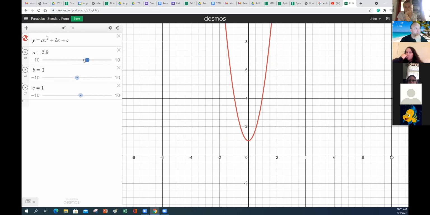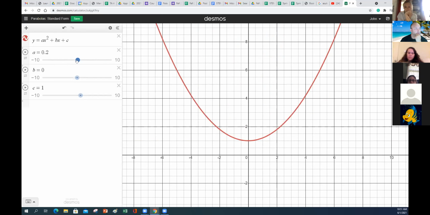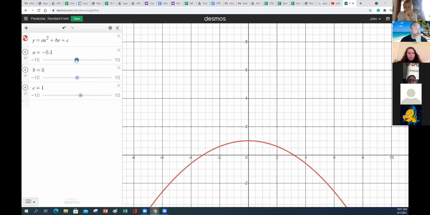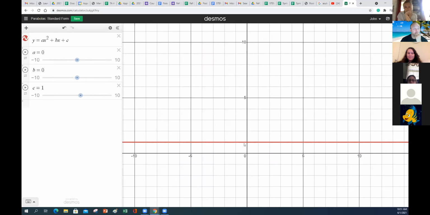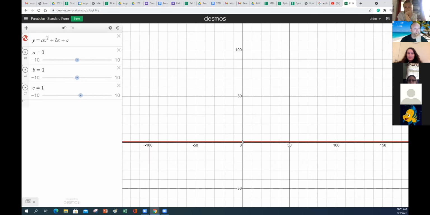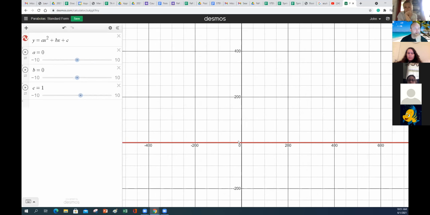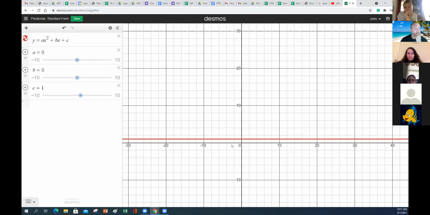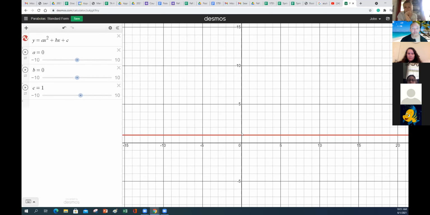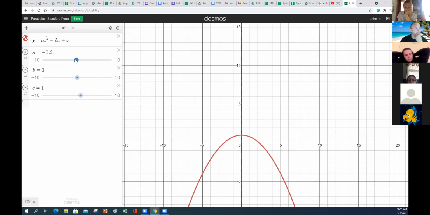Now, notice what happens at 0. I can zoom out and out and out, and guess what? It's just going to be a horizontal line. That's a pretty important piece to keep in mind. Now, not so much right now, but just keep this in the back of your head. But look what happens when it's negative. It has changed concavity to where it's now opening downward.